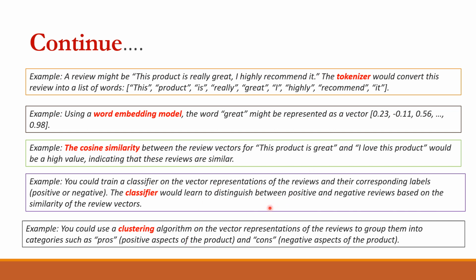You can use clustering algorithms on this vector representation. For example, here we have shown that you can use a clustering algorithm on vector representations to group them into categories such as positive or negative aspects. So in summary, a vector database is a way to store and retrieve data in a way that captures the semantic meaning.